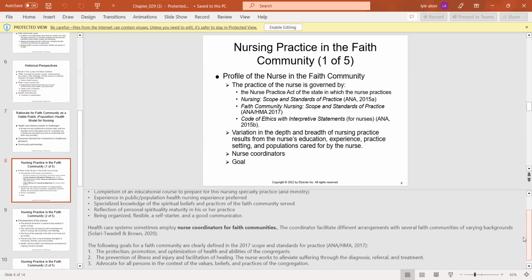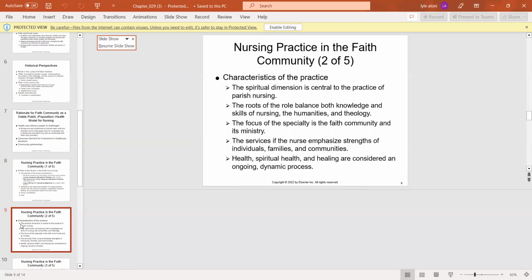The following goals for a faith community are defined in the scope and standards. We see it's the protection, promotion, and optimization of health, and the prevention of illness and injury. And then we advocate for all people in the context of the values and beliefs of the congregation. Characteristics of the practice: the spiritual dimension is central to parish nursing. The roots and role practice both knowledge and skill of nursing. The services emphasize the strength of health in individuals and communities.